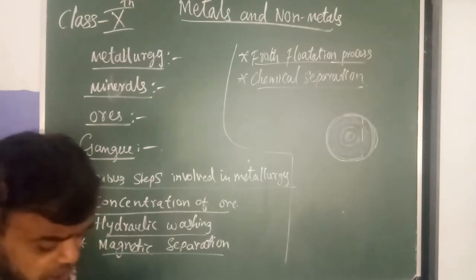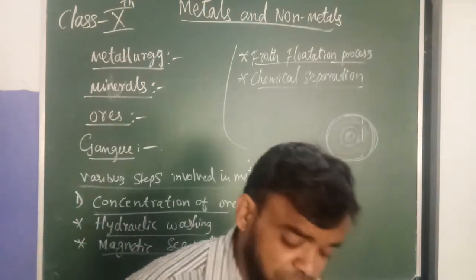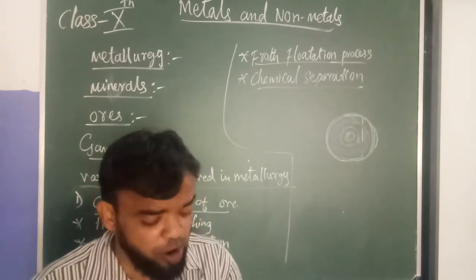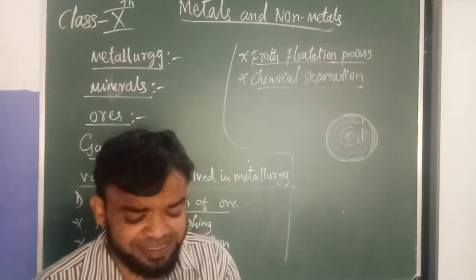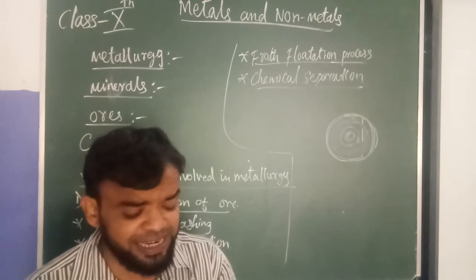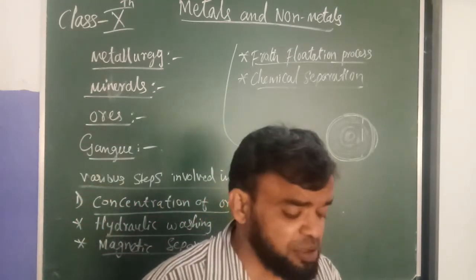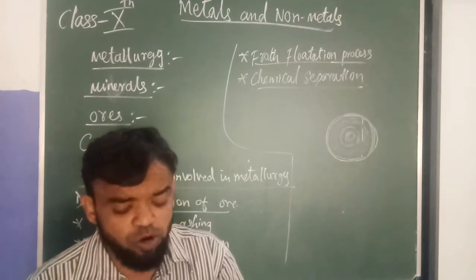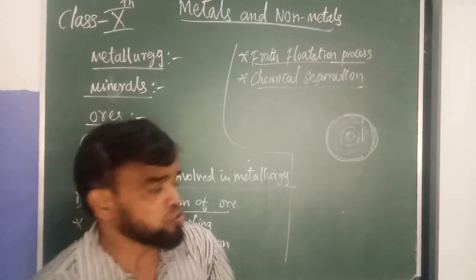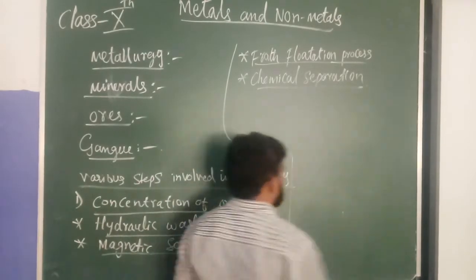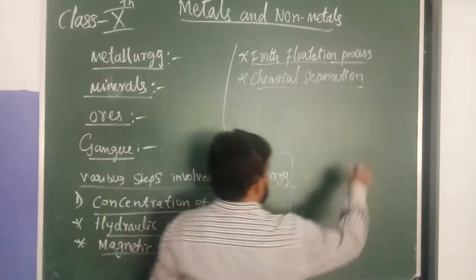Now I am going to explain hydraulic washing. In this, a high-speed stream of water is passed over a slope and the ore is placed on it. As a result, the heavier ore stays behind and the lighter impurities flow away with the stream of water. So I can take a funnel. See here, I will move the funnel to make the slope.